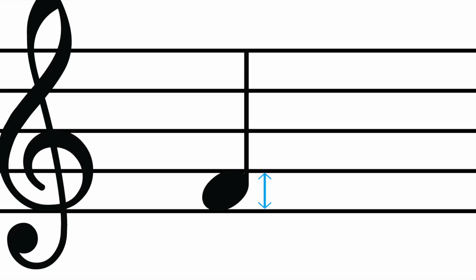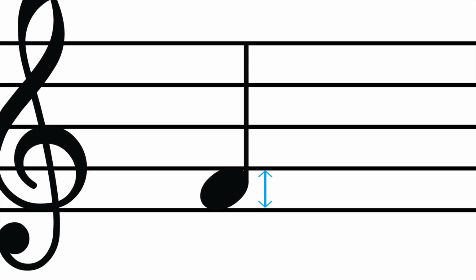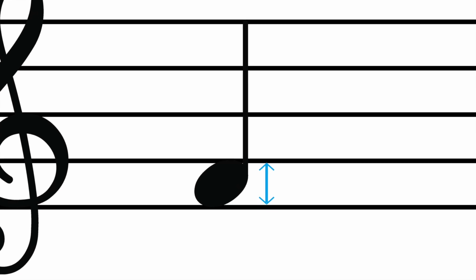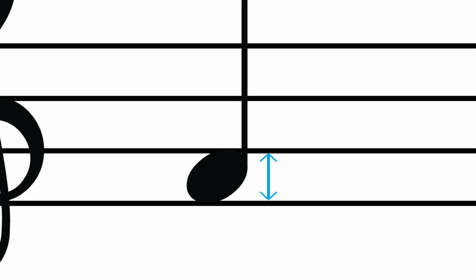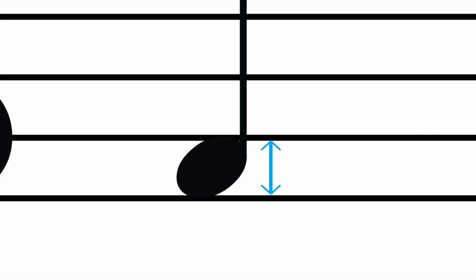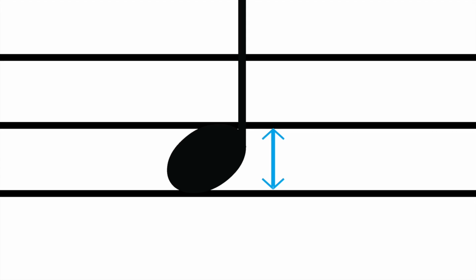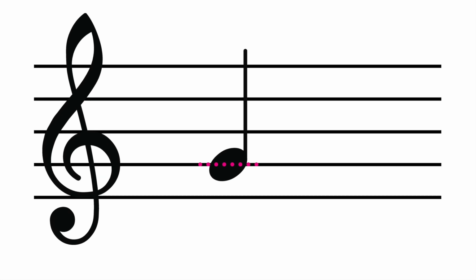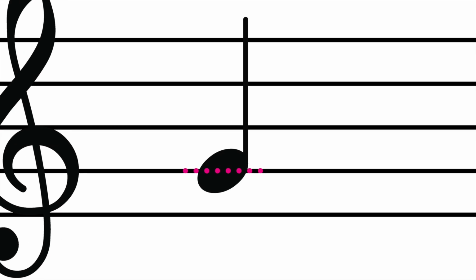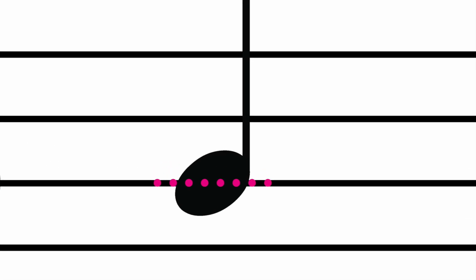Here's a note sitting between the 2 bottom lines of the treble staff lines. Those arrows are showing us that there is a line touching the top of that note head and a line touching the bottom of that note head. So we call that a space note. Now we see a note with a line going right through the middle of its note head. We call that a line note.